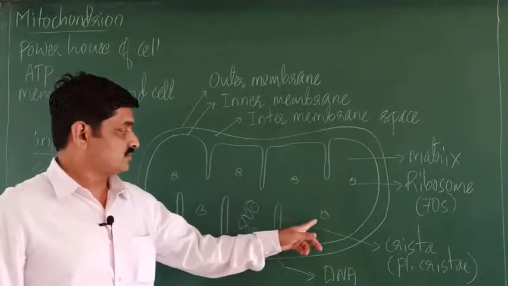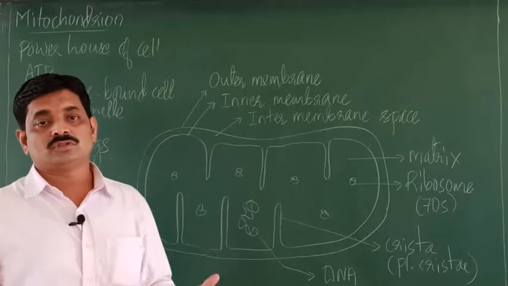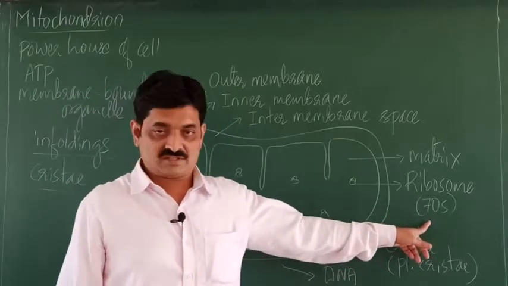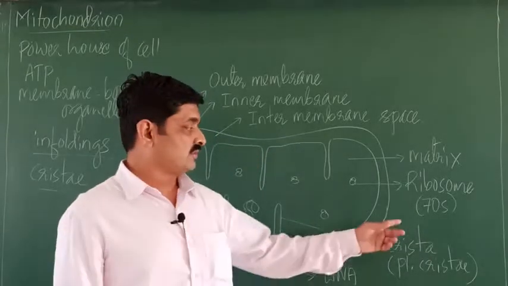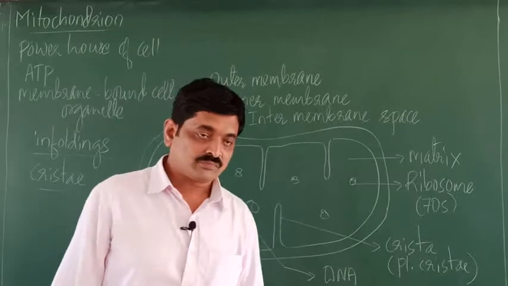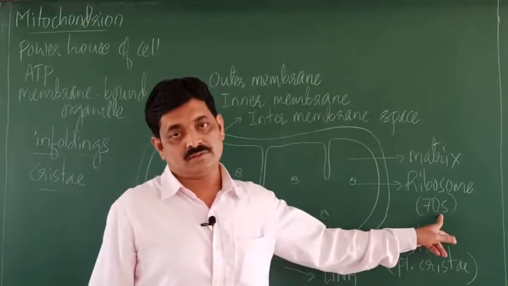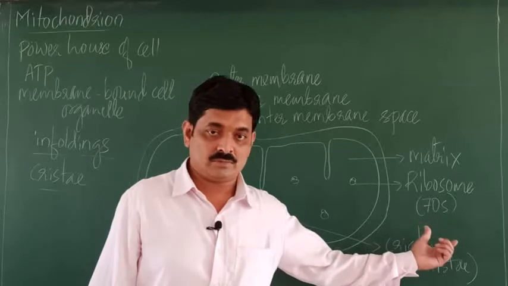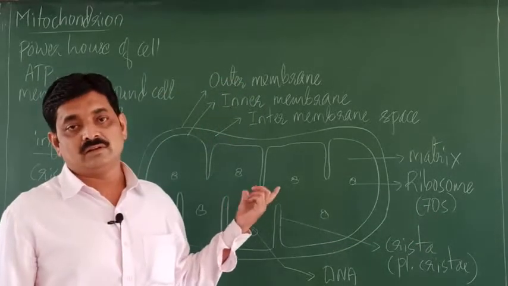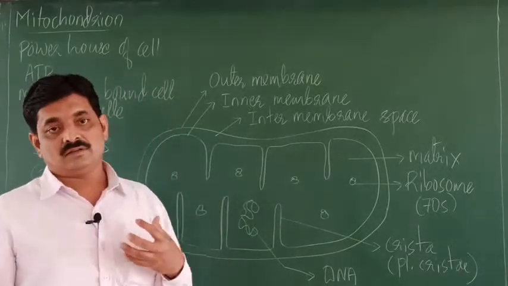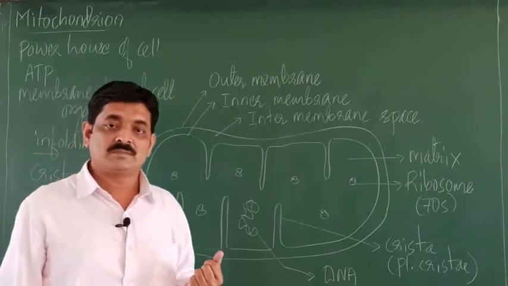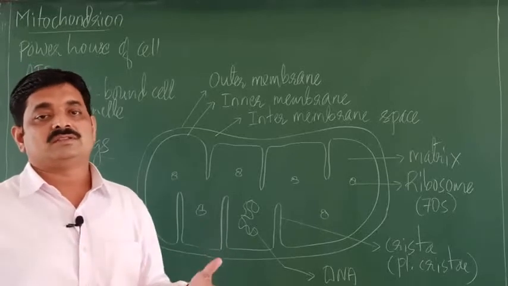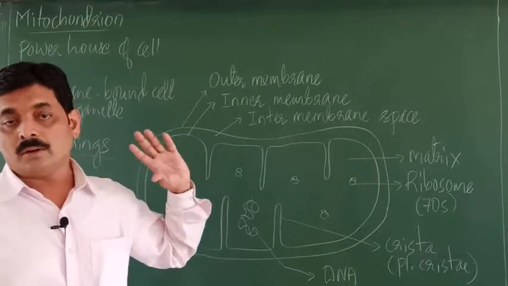Then you have these structures which are called ribosomes. So ribosomes are also present in the matrix of mitochondria. And these ribosomes, they are 70 S type, right? Here S indicates Swedberg unit, which is sedimentation coefficient, right? So 70 S ribosomes are found in the mitochondrial matrix. Even you find various enzymes, right? Different enzymes are present in the mitochondrial matrix, and these enzymes may take part in the various reactions that occur in the matrix of mitochondria.